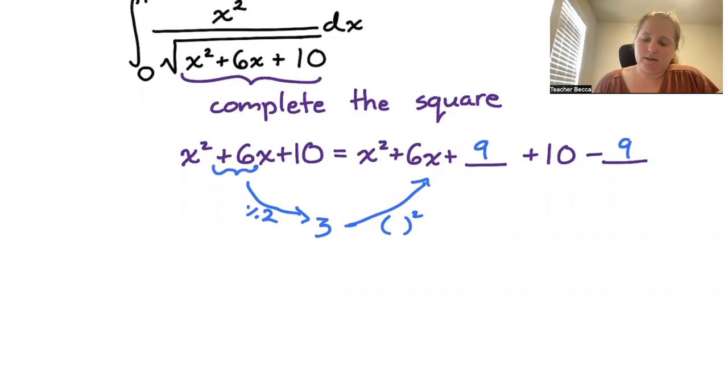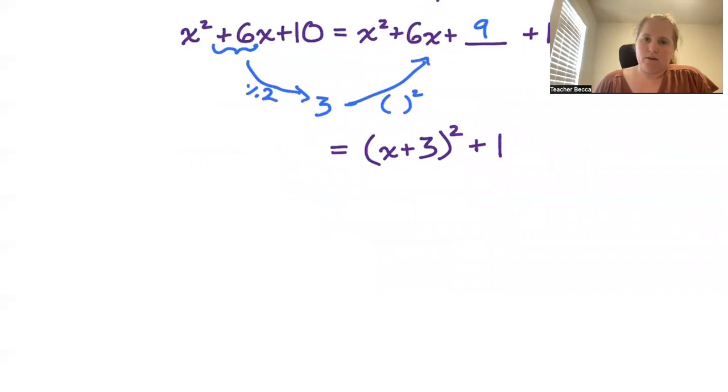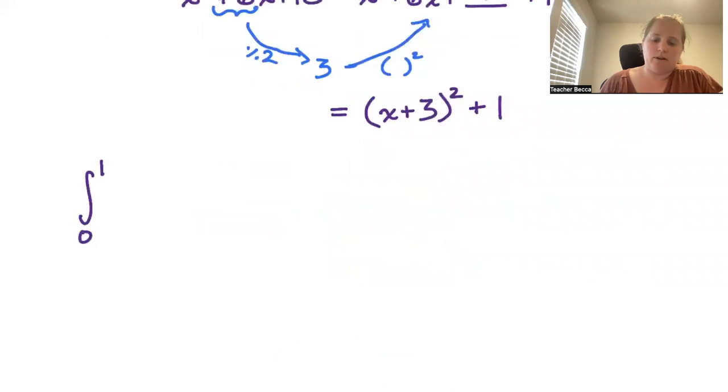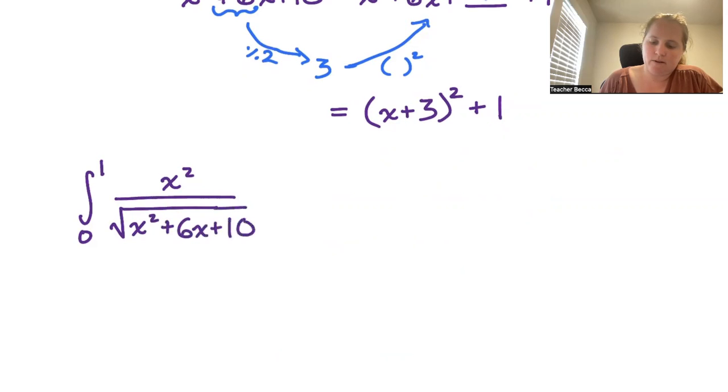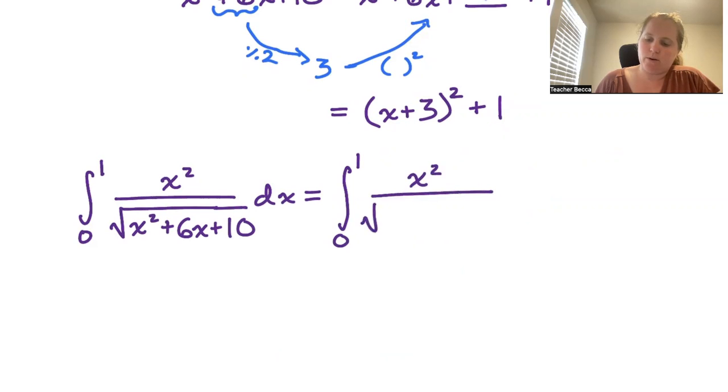So we are looking at x plus 3 squared is our x squared plus 6x plus 9, and then we have a plus 1 on the end. So we are taking the definite integral from 0 to 1 of x squared over the square root of x squared plus 6x plus 10 dx. And this is the exact same thing as taking the definite integral from 0 to 1 of x squared over the square root of x plus 3 squared plus 1 dx.